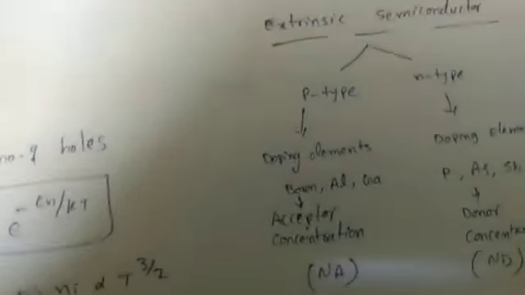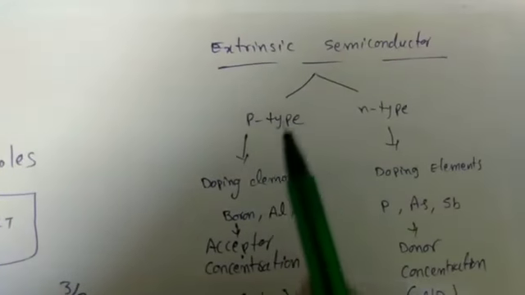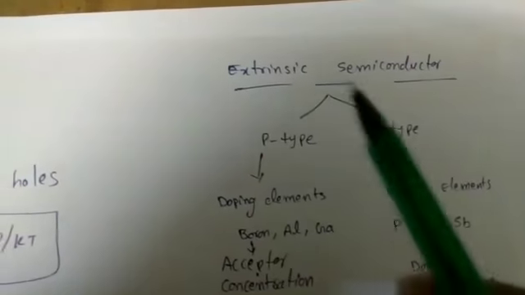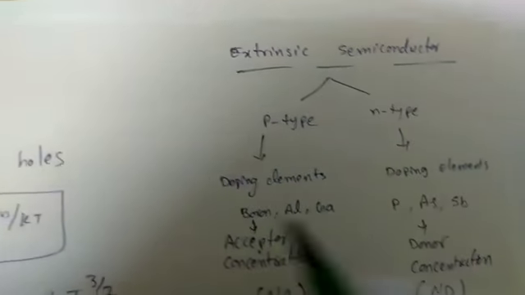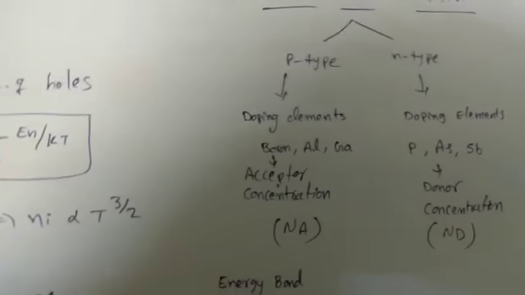Now let's discuss the extrinsic semiconductor. In extrinsic semiconductor there will be two types: p type semiconductor and n type semiconductor. Generally extrinsic we will say is an impure semiconductor. Intrinsic means this is a pure semiconductor. That's why the number of holes and electrons will be equal, right?